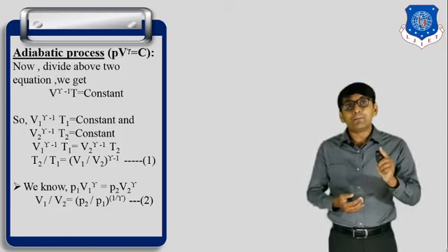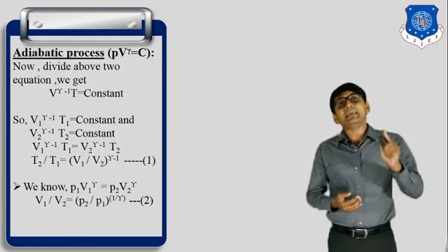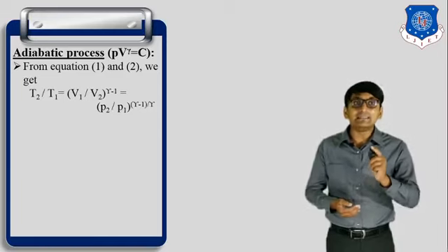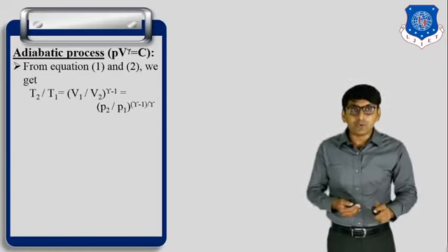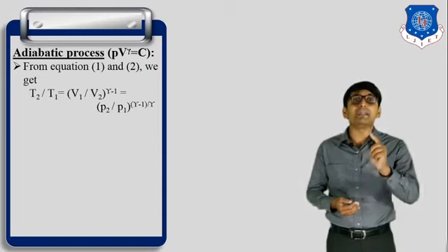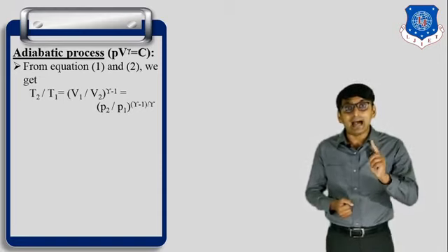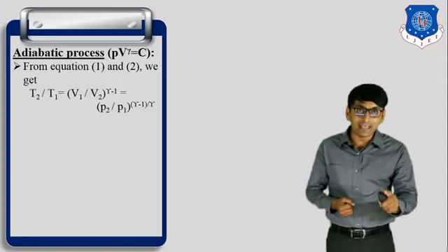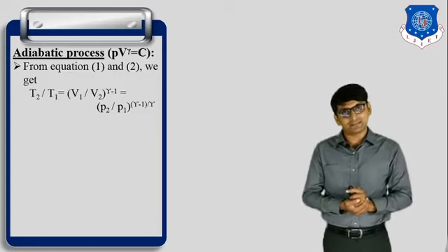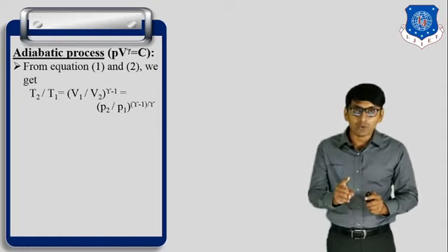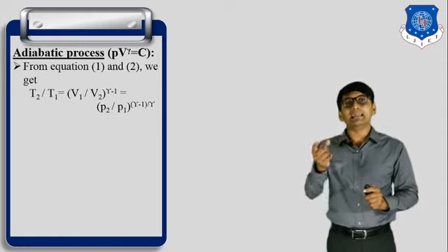And if we put equation 2 in equation 1, we get T2 by T1 is equal to V1 by V2 raised to gamma minus 1, which is equal to P2 by P1 raised to gamma minus 1 by gamma. And this is the last equation for the relation of P, V and T in the adiabatic process. So this is the relation between temperature, volume and pressure in an adiabatic process.